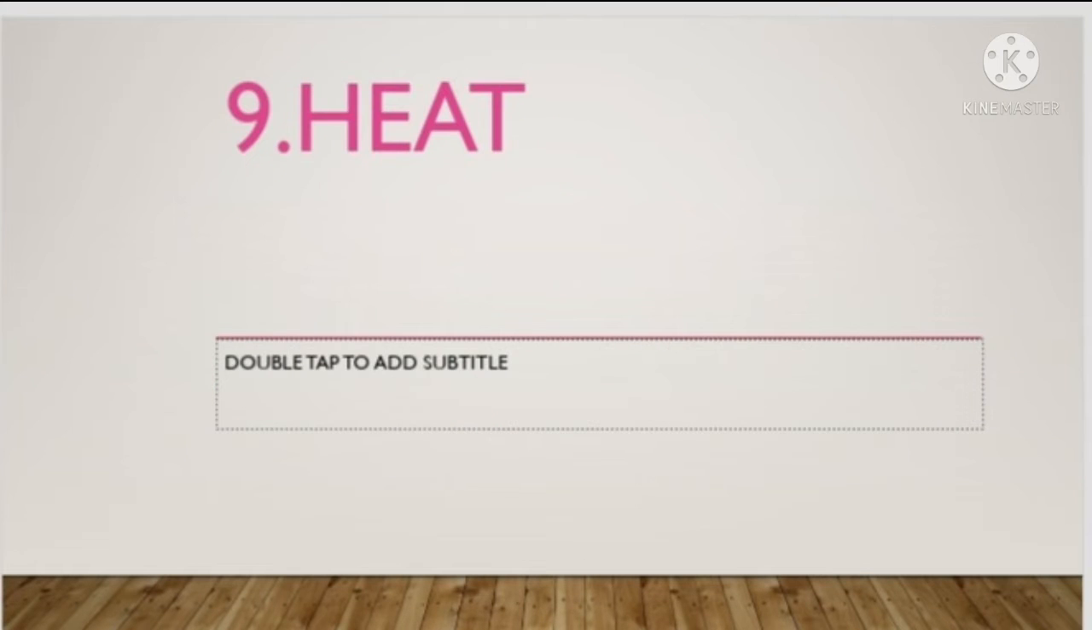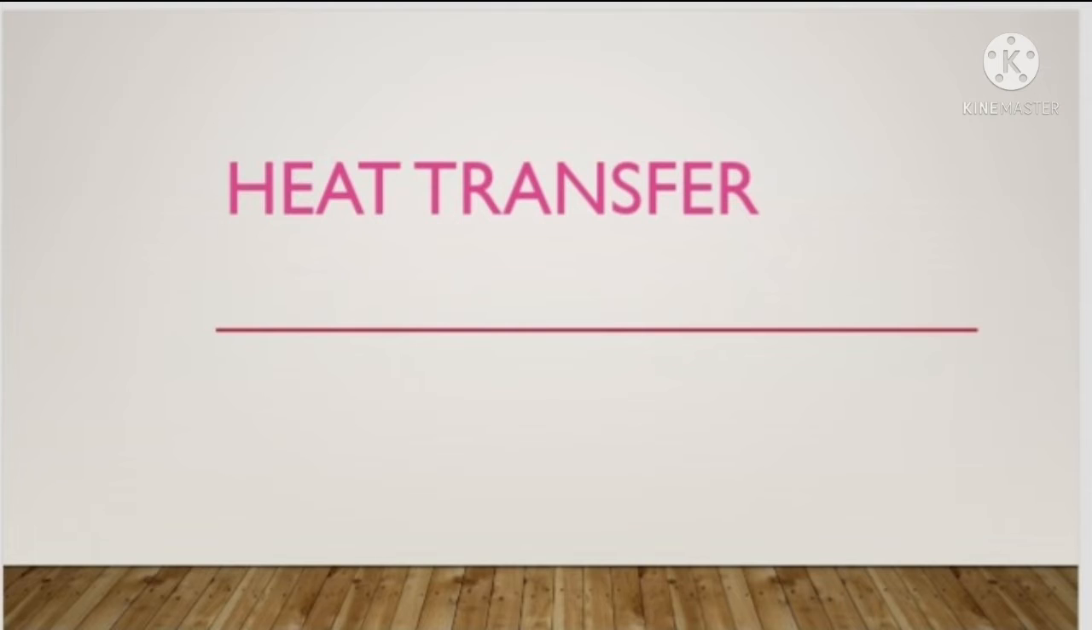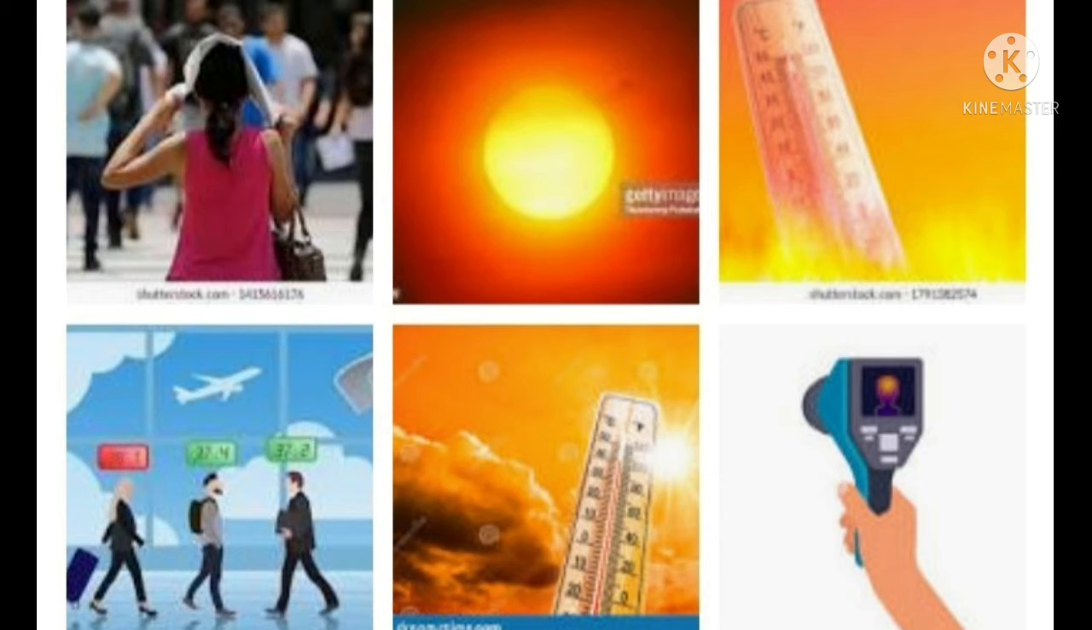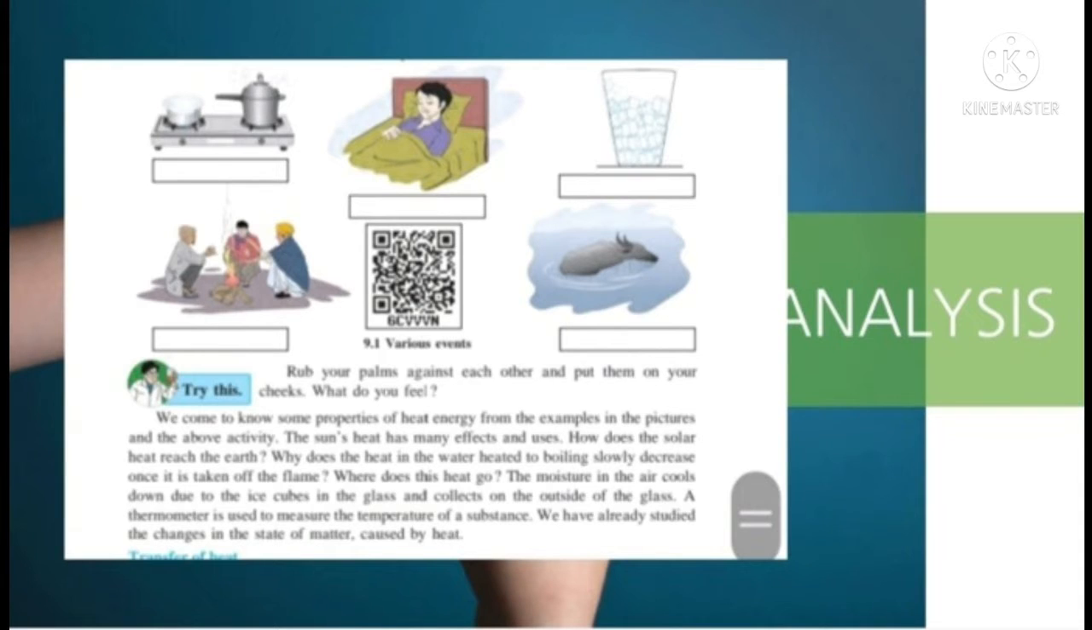So, heat transfer. The sun's heat has many effects and uses. How does the solar heat reach the earth? Why does the heat in the water heated to boiling slowly decrease once it is taken off the flame? Where does the heat go? The moisture in the air cools down due to the ice cubes in the glass and collects on the outside of the glass. The thermometer is used to measure the temperature of a substance.